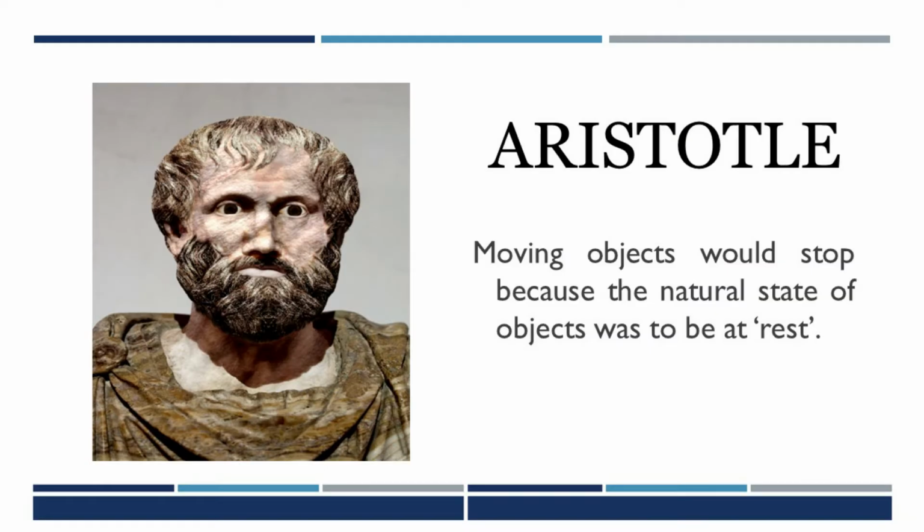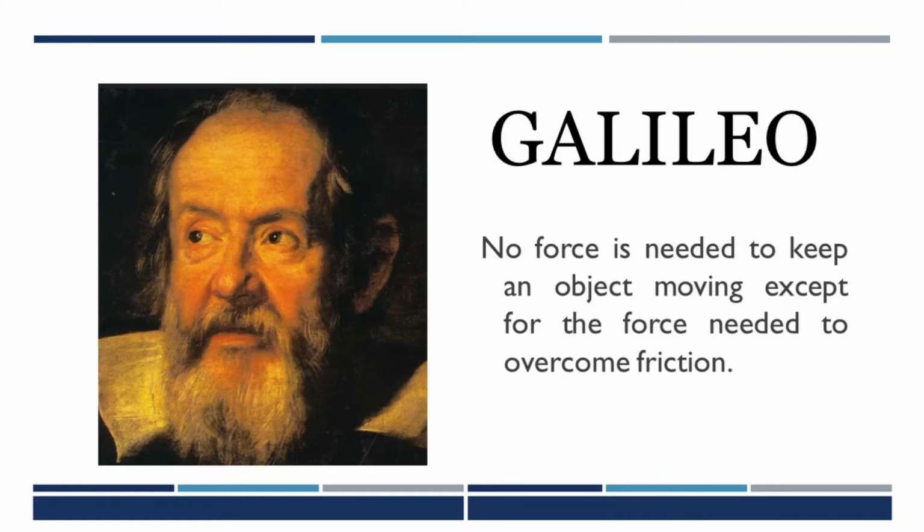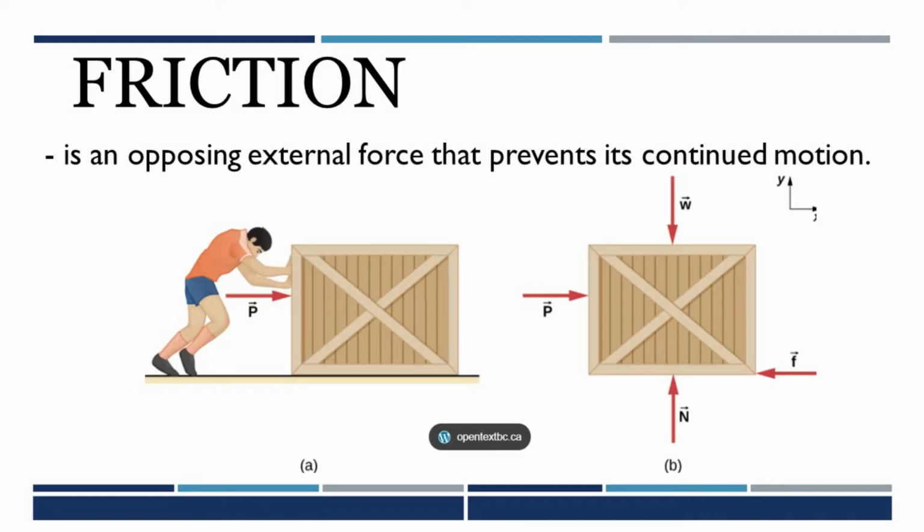For many years, the accepted opinion was Aristotle's concept that moving objects would stop because the natural state of objects was to be at rest. However, as for Galileo, once the ball is in motion, no force is needed to keep it moving except for the force needed to overcome friction. Friction is an opposing external force that prevents its continued motion. A moving object needs no force to keep it moving when friction is absent. It will remain in motion all by itself.